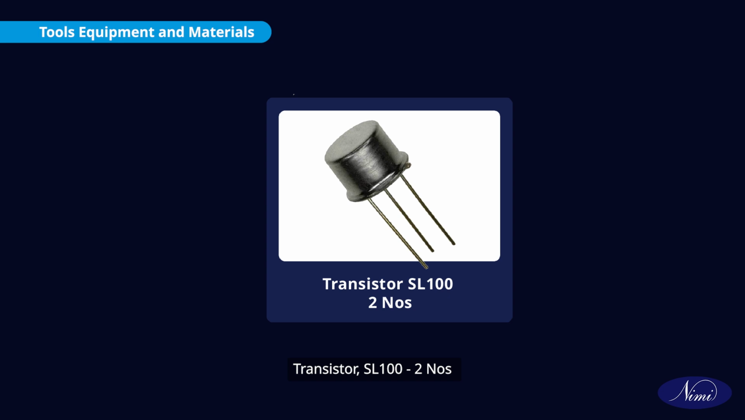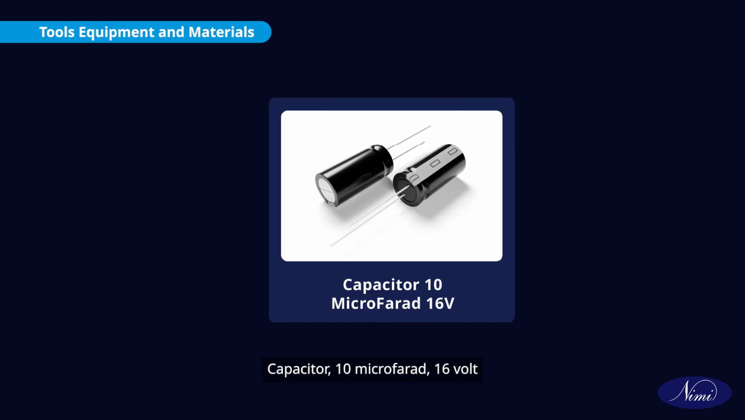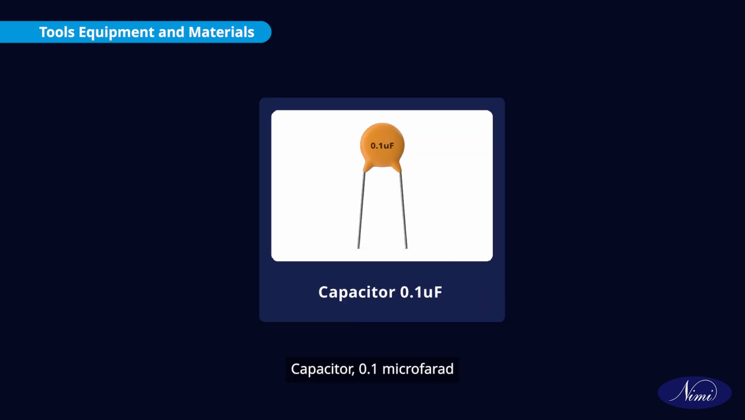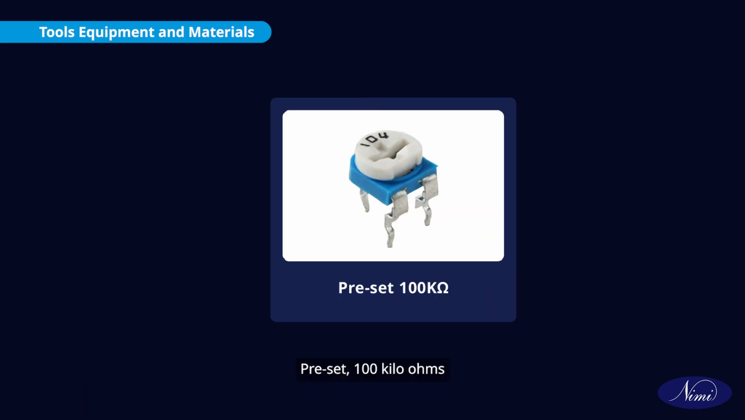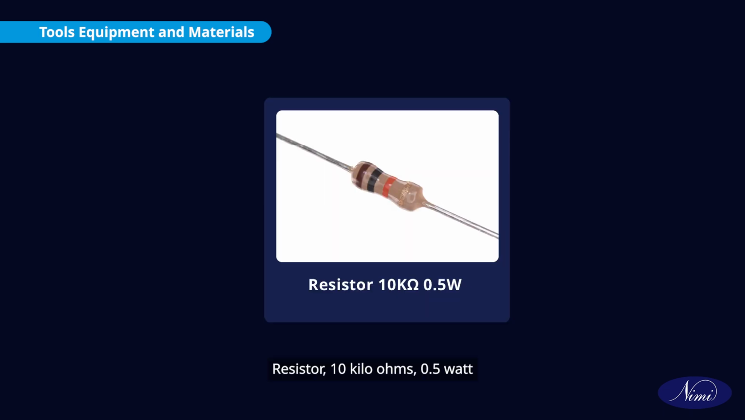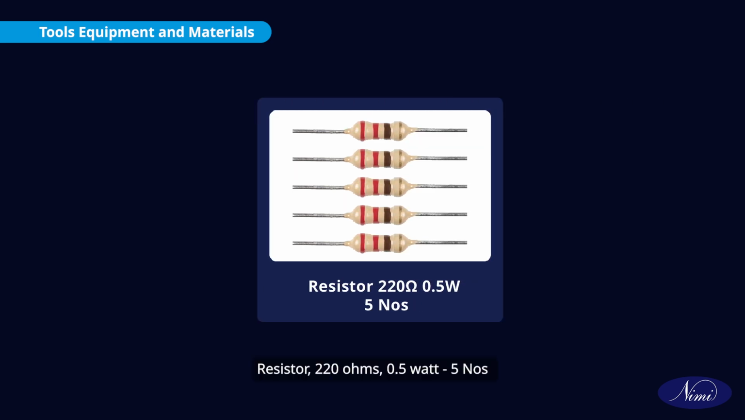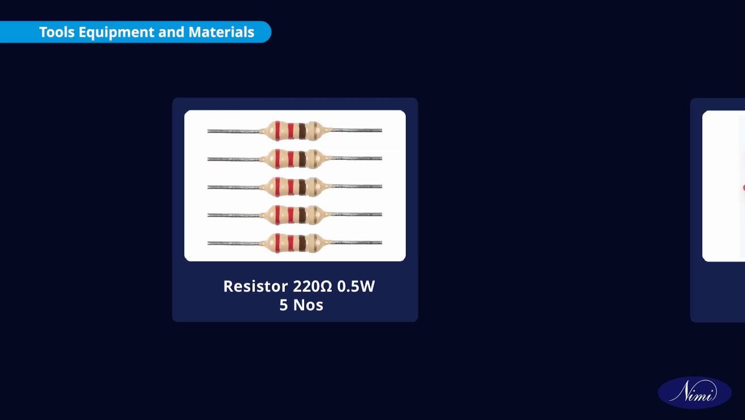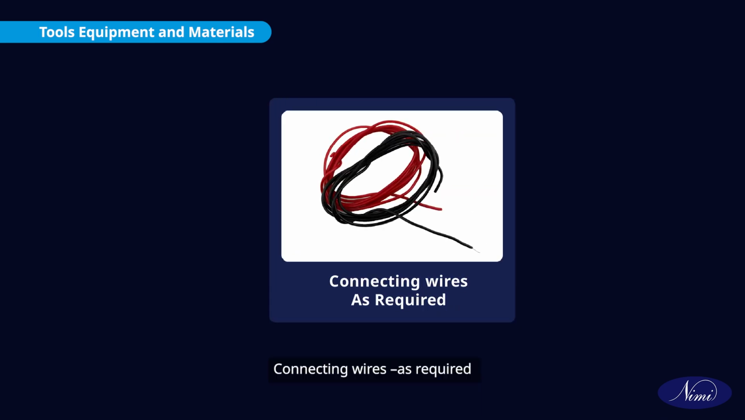IN4148, 2 numbers, transistor SL100, 2 numbers, transistor TIP122 with heat sink, capacitor 10 microfarad 16 volt, capacitor 0.1 microfarad, capacitor 0.01 microfarad, preset 100 kilo ohm, resistor 10 kilo ohm 0.5 watt, resistor 470 ohm 0.5 watt 3 numbers, resistor 220 ohm 0.5 watt 5 numbers, LED 5 mm red 43 numbers, connecting wires as required.